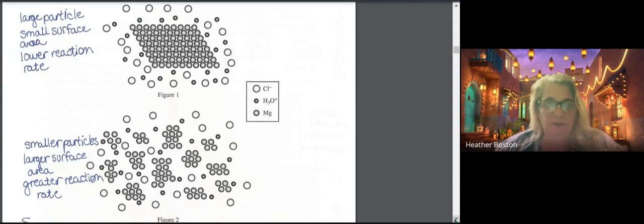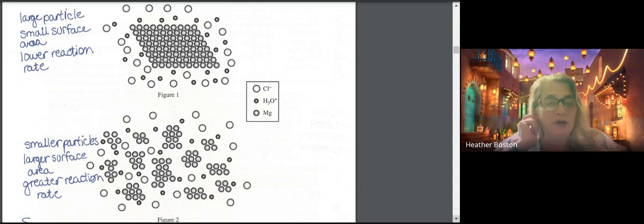Here's a particle picture. You'll see that in the top picture, you can almost count how many atoms or ions are on the outside being exposed to the other reactant. You can see that there's lots of atoms or ions in the center that are not being exposed to the other reactant. In the second picture, you can see that there's just a few atoms that are on the inside and not on the outside exposed to the other reactant. So the smaller particles actually have larger surface area.